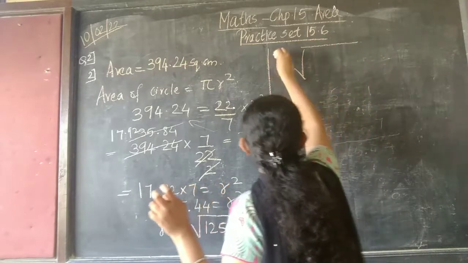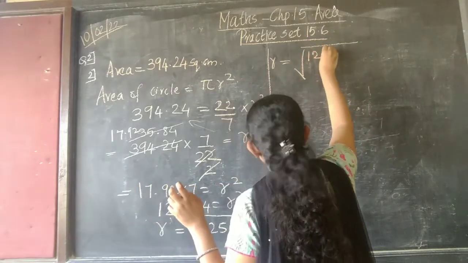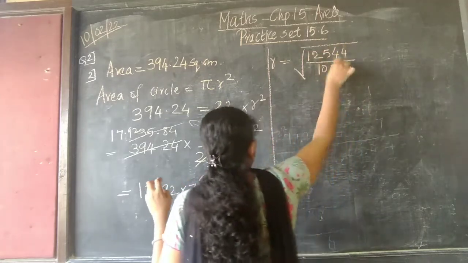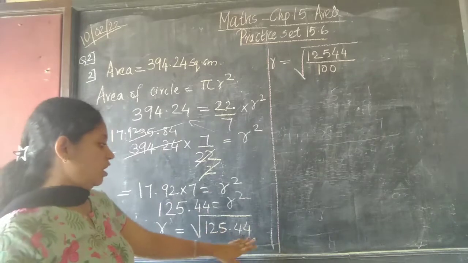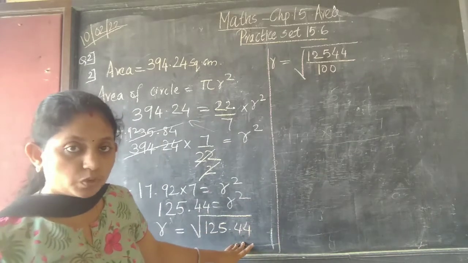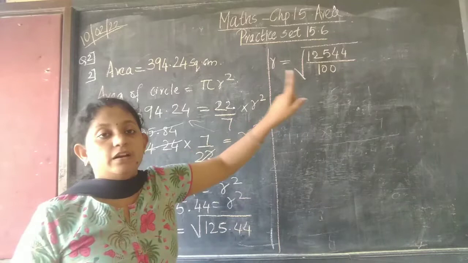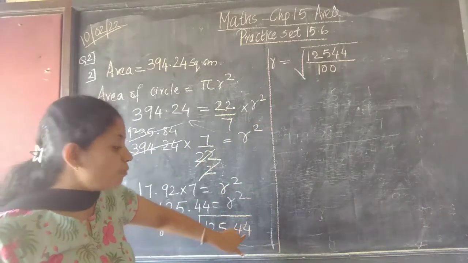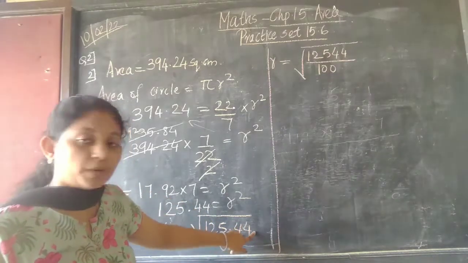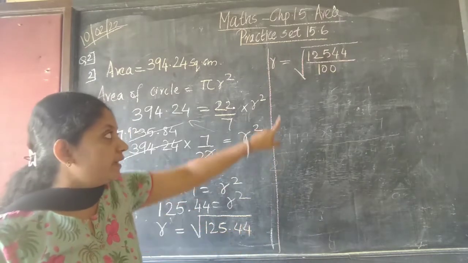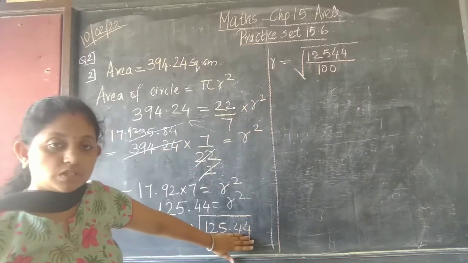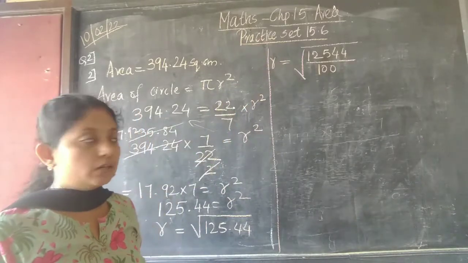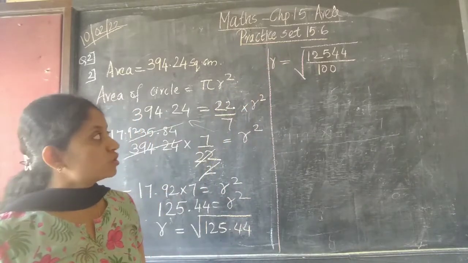Square root of 12,544 upon 100 if you do, you can remove the decimal point. You have to check before how many numbers the decimal point is put up. 2 numbers. So what you will write? 100. If it is 1 number, if it is 1254.4, only after decimal point only 1 number is there. So what you are going to write? Divided by 10. Now as you can see 2 numbers here, you are putting divided by 100 so that we can remove that decimal point. Clear?